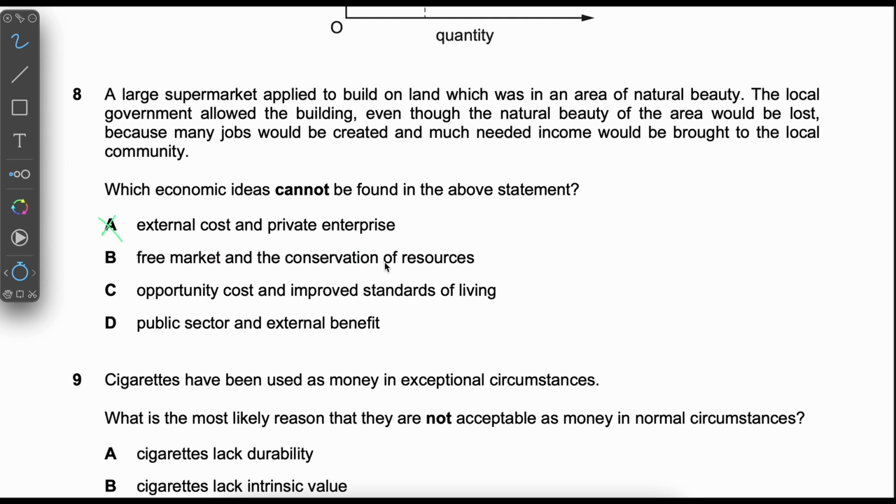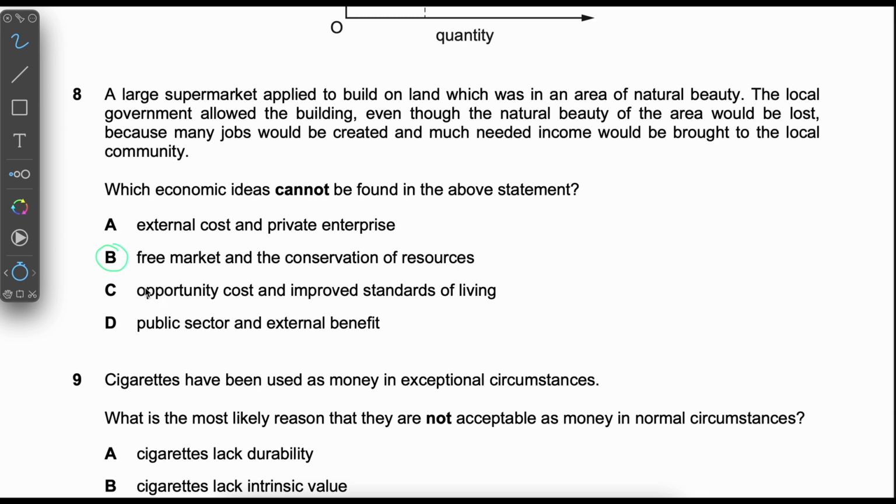Free market and the conservation of resources. Free market means there's minimal government intervention. Well, there's government here, so that can't be found in the above statement. And the conservation of resources. We are not conserving resources in this case. We are building in an area of natural beauty, and we are using resources to build the building. So neither one of those can be found in the above statement. So B is actually our answer here.